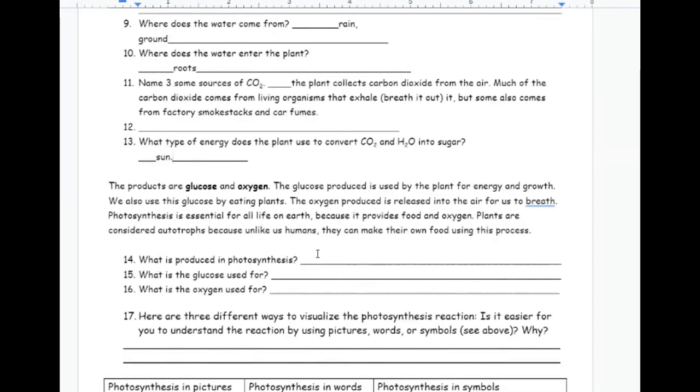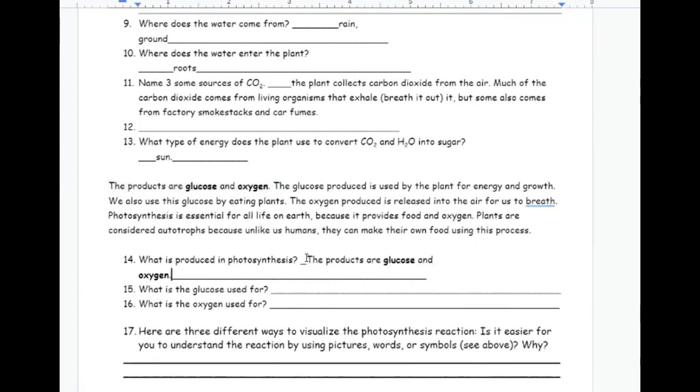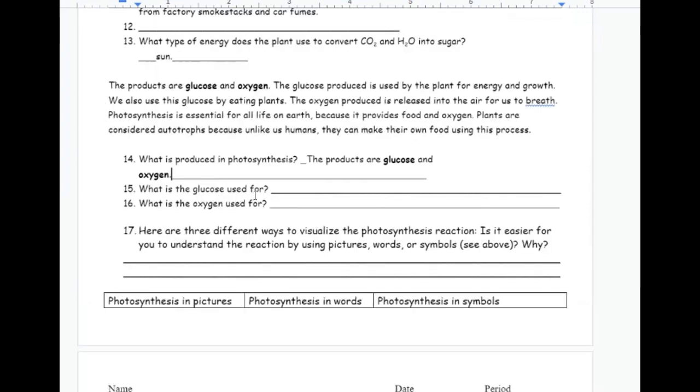All right, what is produced in photosynthesis? It's right here. And it says the products are glucose and oxygen. Control C, Control V. Okay. What is glucose used for? So it's used for energy and growth. And we wrote that on our paper, and that was in that last box.